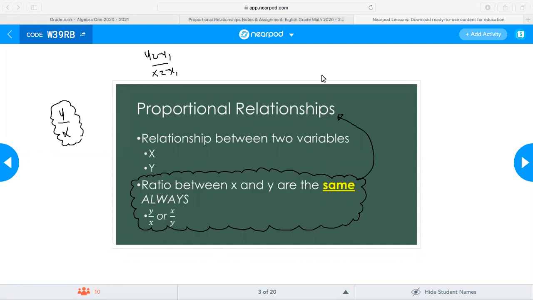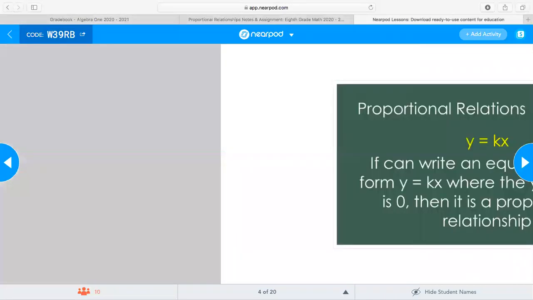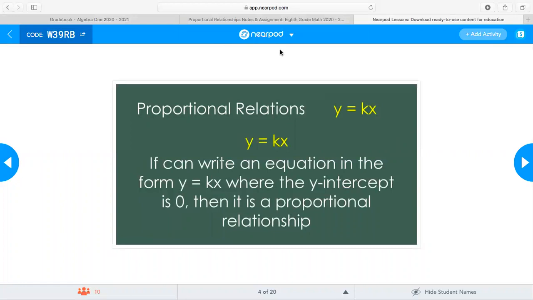So let's look at some more facts about proportional relationships. Last class, we discussed the equation y equals kx. Y equals kx is the equation we use for proportional relationships. So this should be in your notes already. And k, does anyone remember what k stands for?